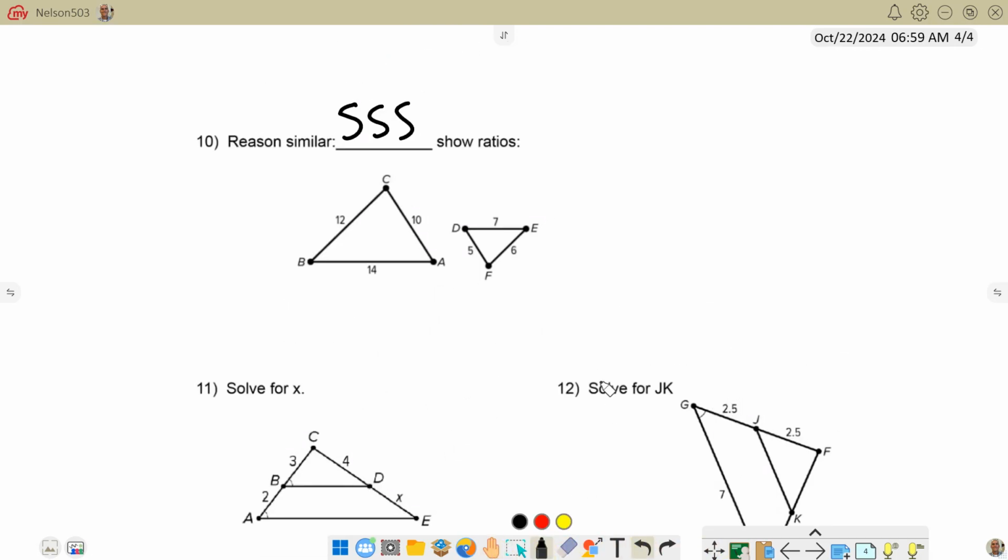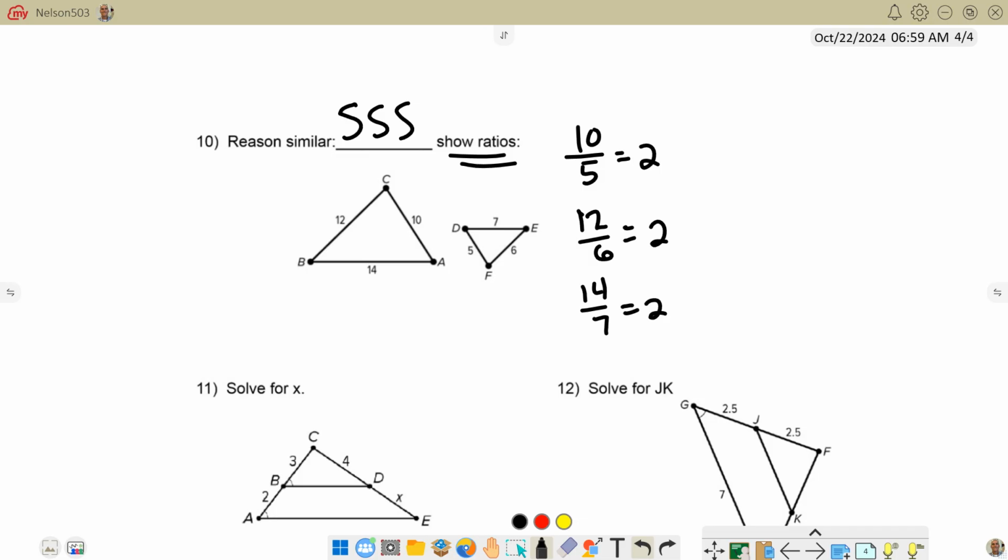So we want to show that the smallest side in this triangle to the smallest side over here, 10 over 5, well, that ratio is 2. We can easily see that, right? And then we got 12 and 6, so that one's 2 times bigger. And then the last one, 14 and 7, is 2. So that's what I mean by show ratios.